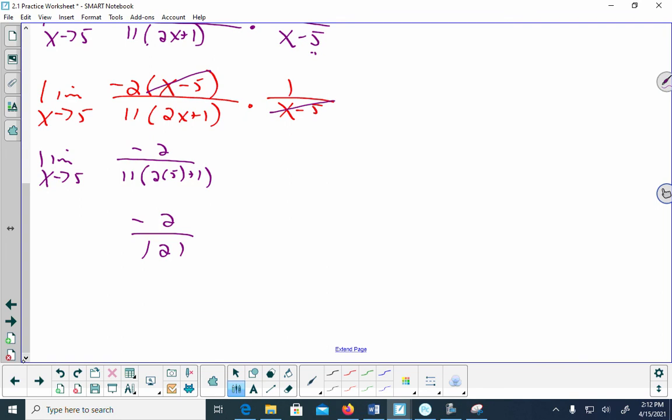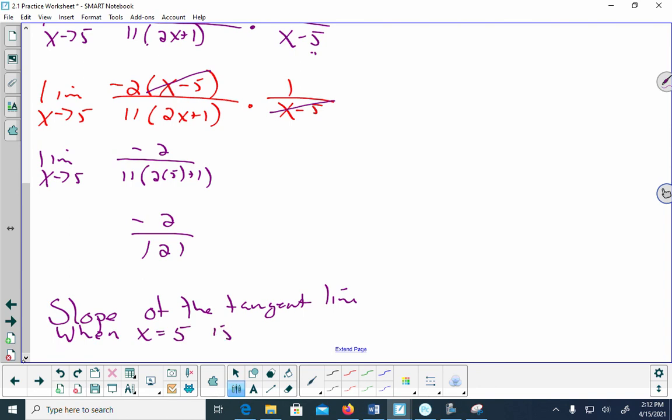So the slope of the tangent line when x is equal to 5 is negative 2 over 121.